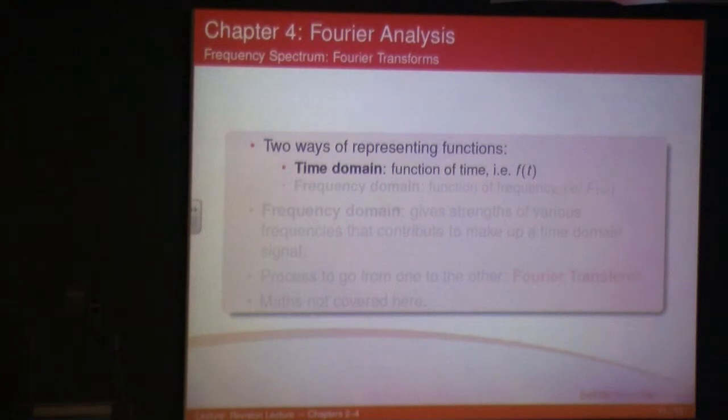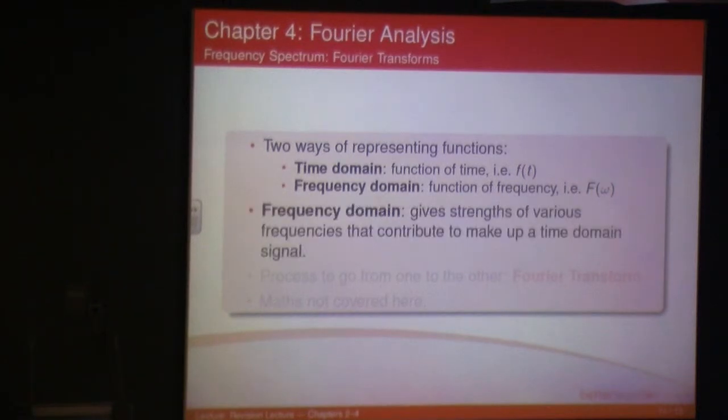The other way to represent that is to look at what's known as the frequency domain, which is a function of frequency. You start out with frequency equals 0, and that will increase in terms of radians per second or hertz. Basically the frequency domain will show the magnitude of the strength of each individual frequency that goes into making up your signal. It gives us strengths of various frequencies that contribute to make up a time domain signal.